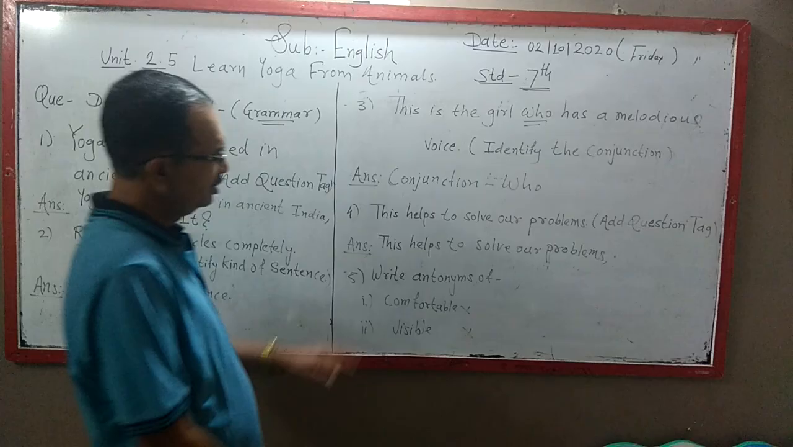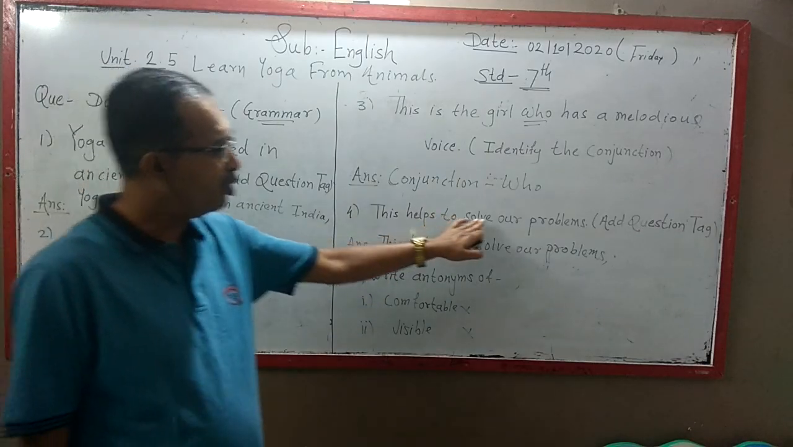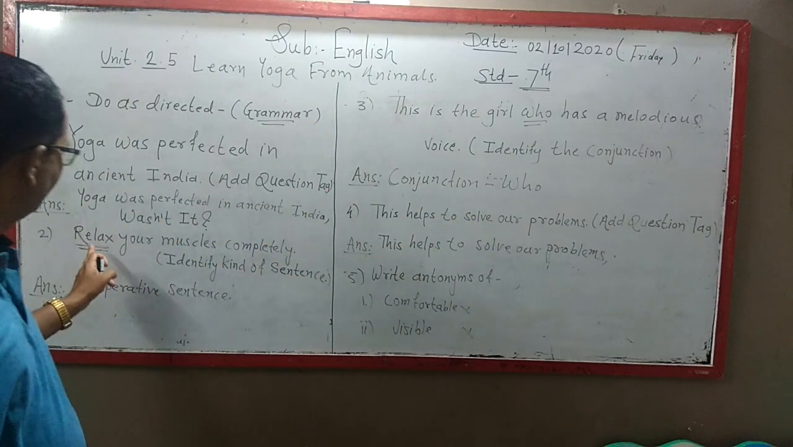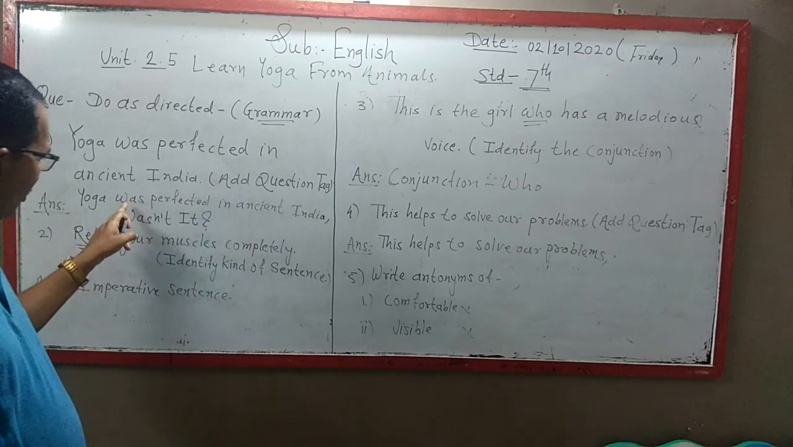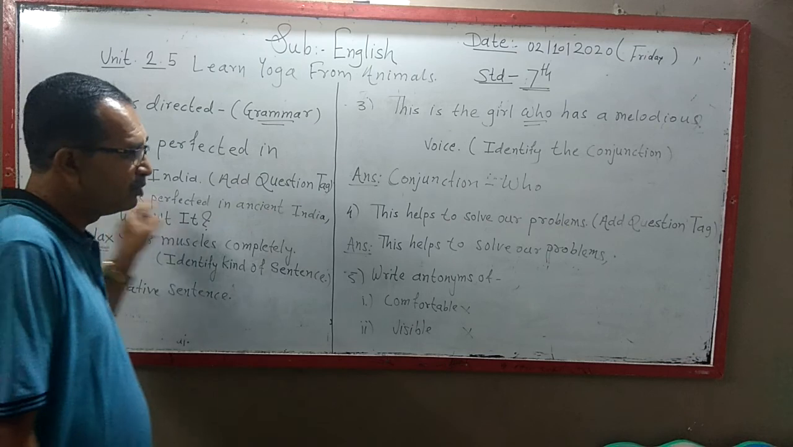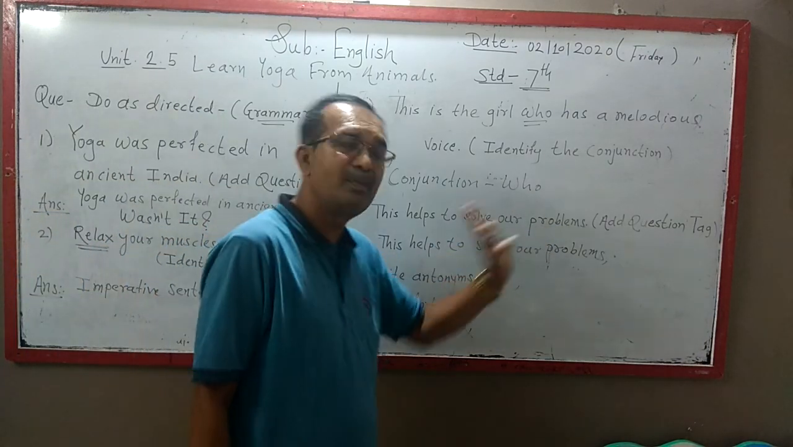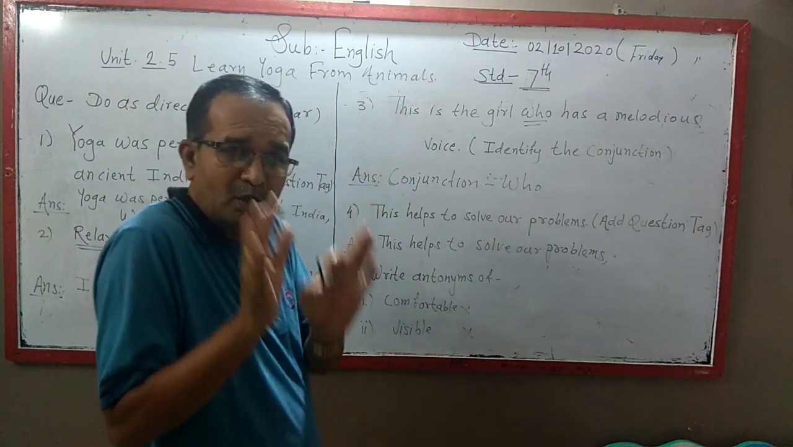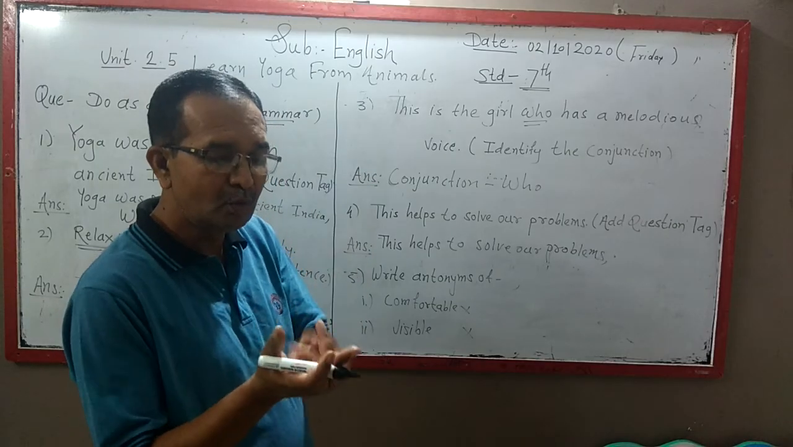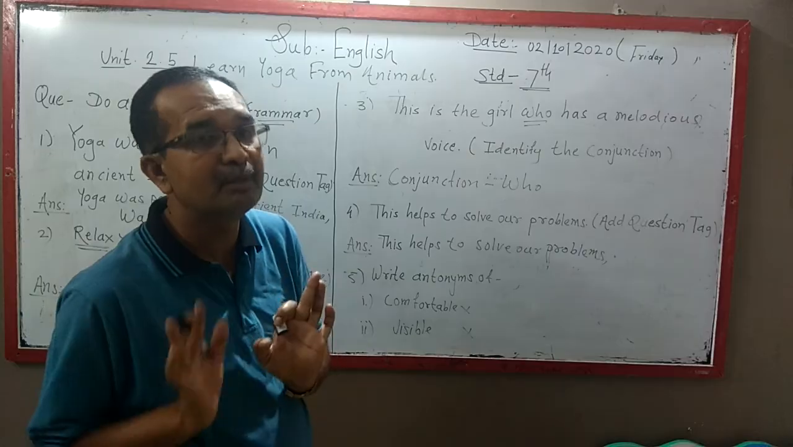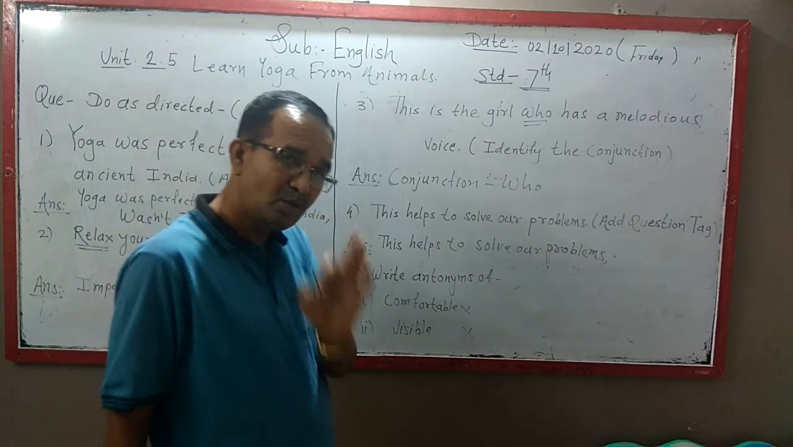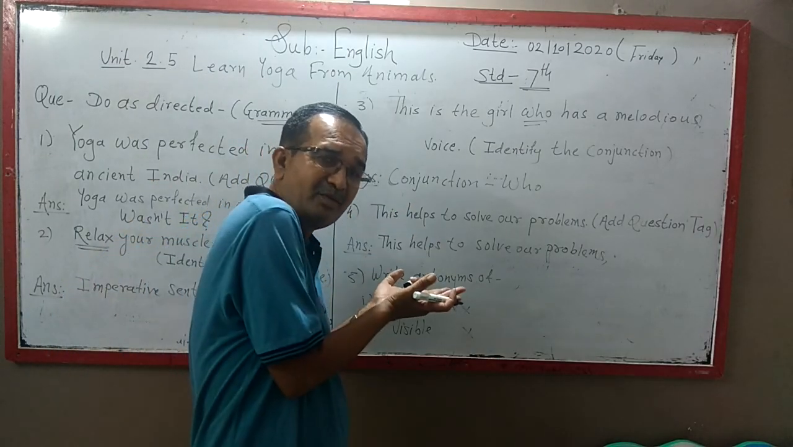Now see here, in this sentence, we don't have an auxiliary verb like this. Which sentence? Yoga was perfected and ancient. Here, was is an auxiliary verb, a helping verb. But in this sentence, there is no helping verb. At that time, what do you have to do? You have to use do, did or does according to the tense of the verb. So you must know the verb in the sentence first.